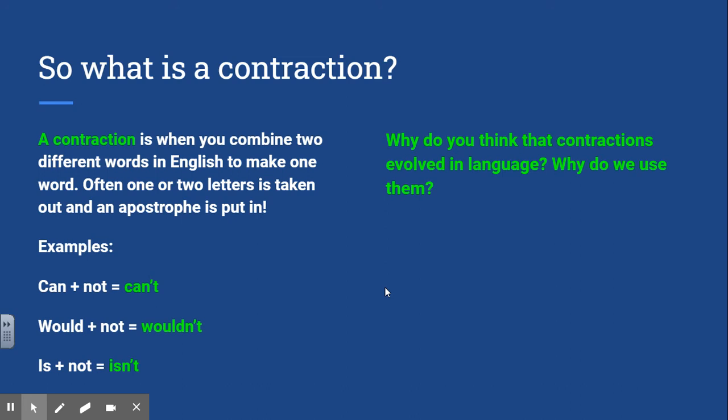So now this is the question that I would like you to reply to on the Ed puzzle. Why do you think that contractions evolved in language the way they did? Why do you think that we use them? What's the purpose there? So take a moment and reply to that on the Ed puzzle. Make sure to use full and complete sentences.